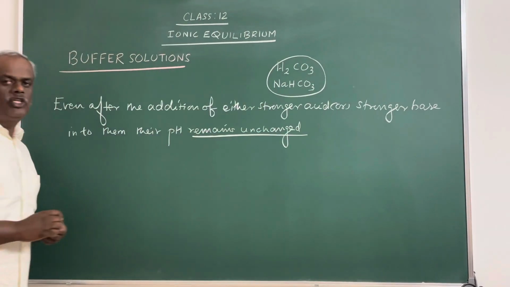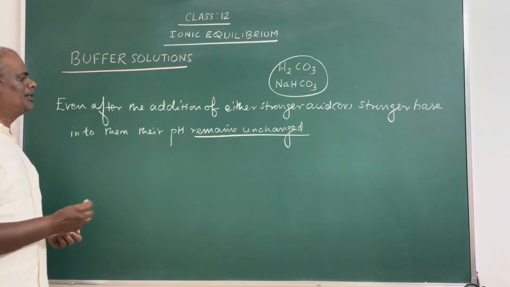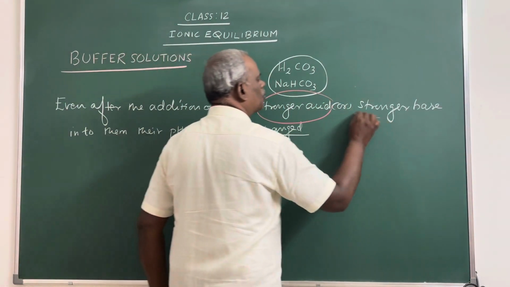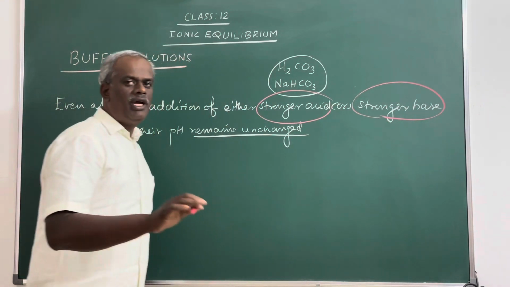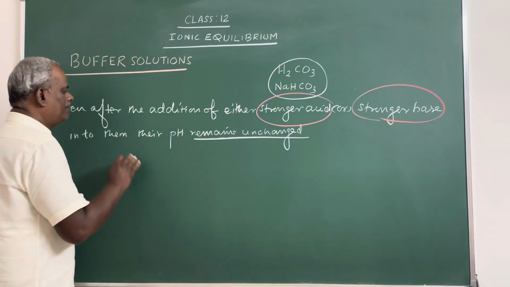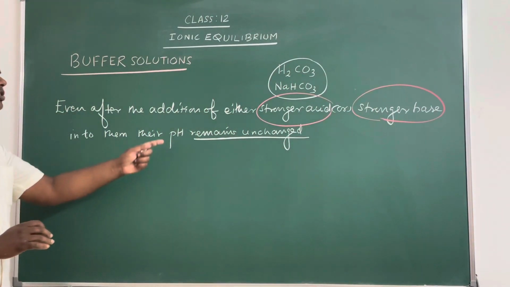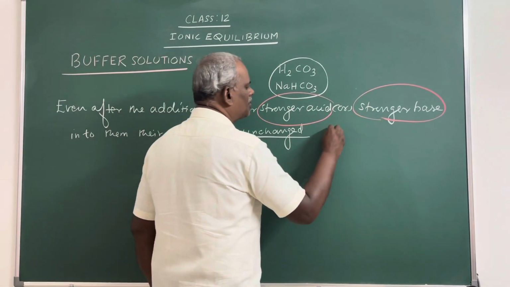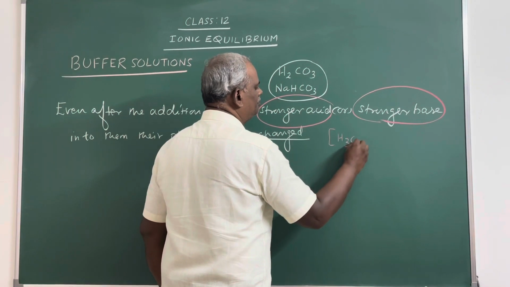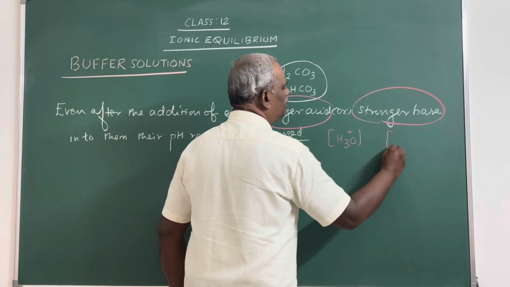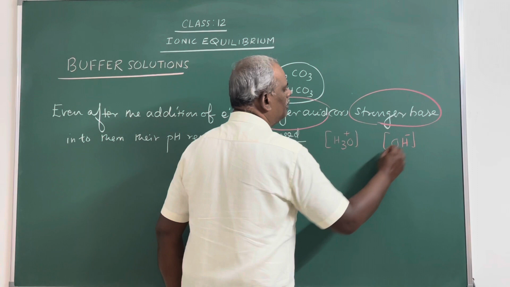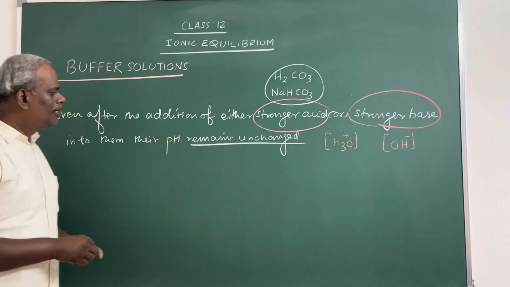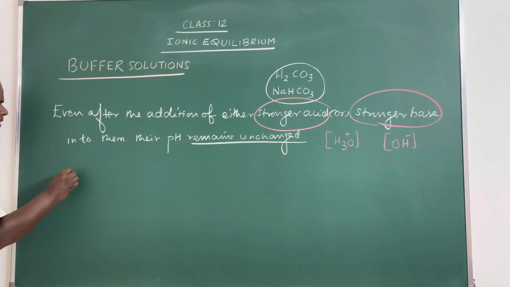So when you take a buffer solution, if you add either stronger acid or stronger base, we cannot change the pH of that particular mixture. pH remains unchanged, which means the concentration of hydronium ion as well as the concentration of hydroxyl ion are maintained as constant. And these are the two types of buffer solutions we are having.